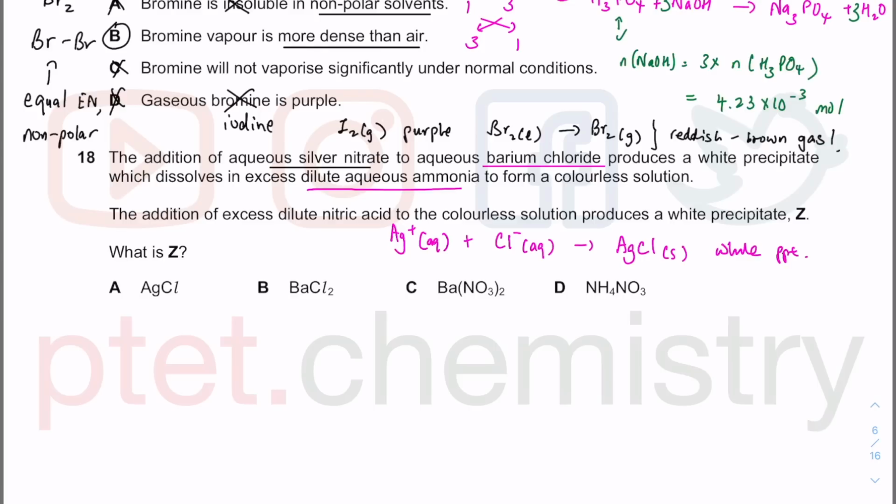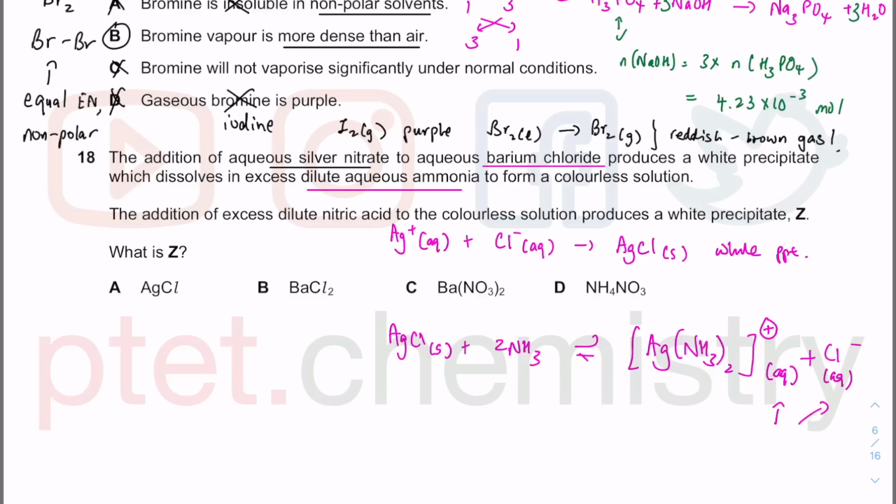But when you add excess dilute ammonia, you know that silver chloride will dissolve in excess ammonia in this equilibrium reaction to give you this colorless solution. So it's a silver diammine complex. You'll learn more about this in A2 transition metals. This is going to be aqueous, and this is plus Cl- aqueous. That is your colorless solution, because the white precipitate will dissolve in excess ammonia to give you a colorless solution.